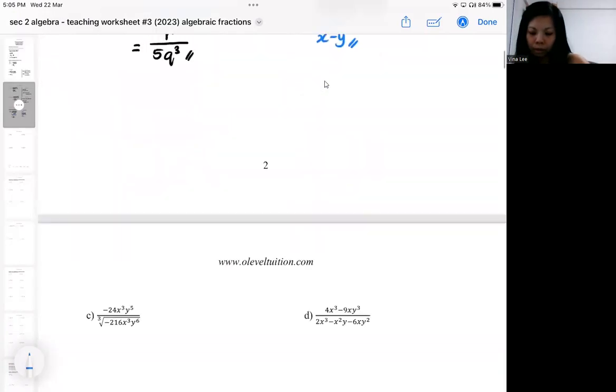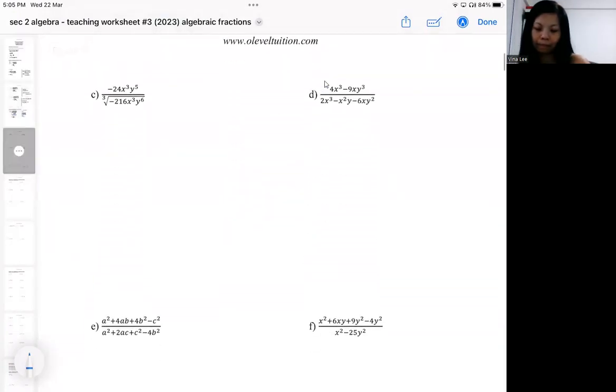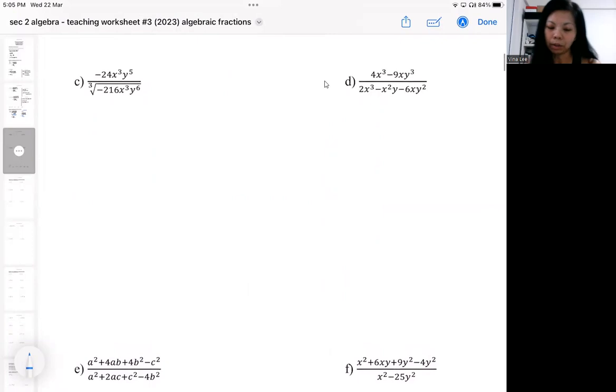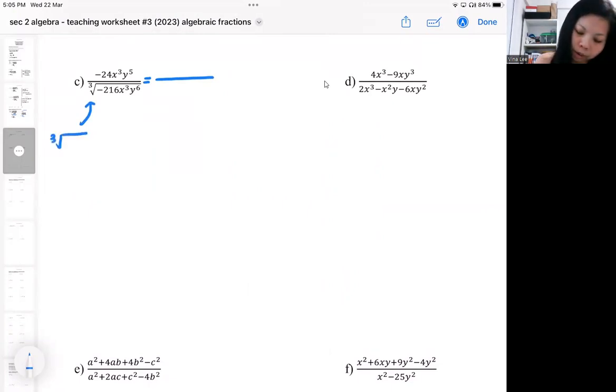The subsequent few are the same thing, except that they look harder. If it looks harder, I will be guiding you. For example, this one, there's a cube root. For some of you, if you didn't know what to do with the cube root, you should cube root all the numbers. And then how do you cube root x cubed? Cube root is a power of 1/3. So in a way, you divide the power by 3.